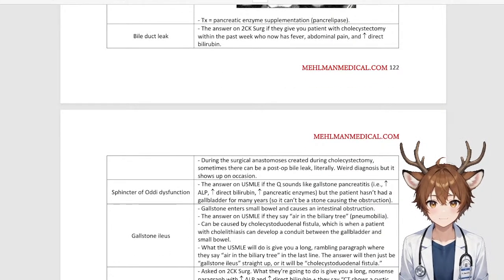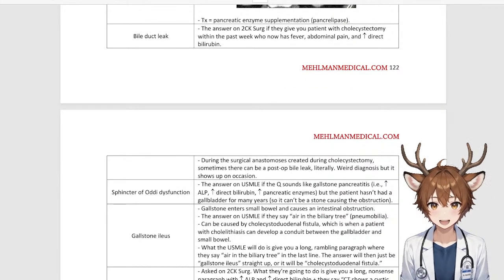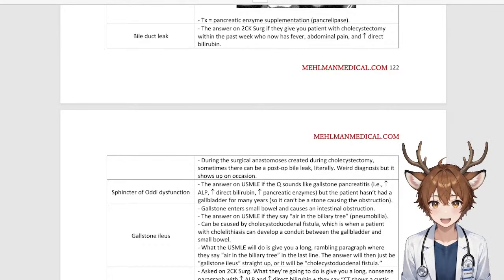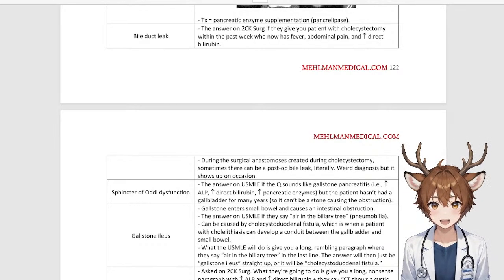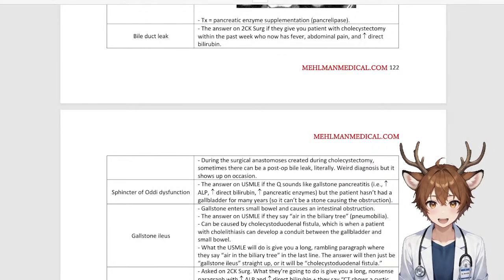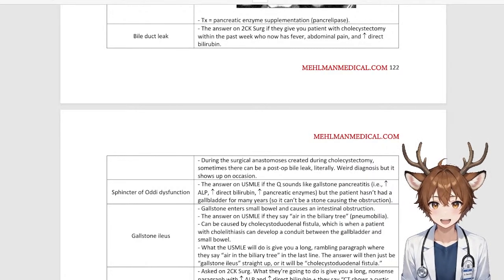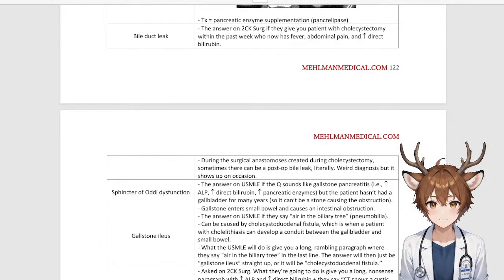Bile duct leak. The answer on 2CK surgery if they give you a patient with a cholecystectomy within the past week who now has fever, abdominal pain, and an increase in direct bilirubin. During the surgical anastomoses created during the cholecystectomy, sometimes there can be a post-op bile leak. Literally a weird diagnosis, but it shows up on occasion.